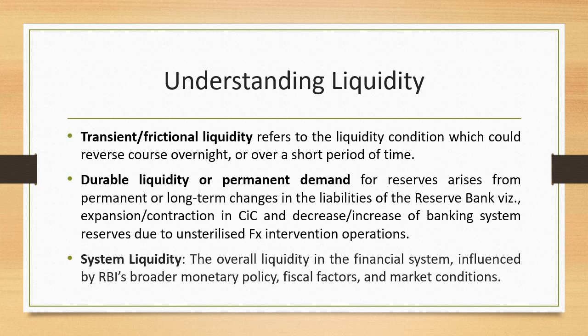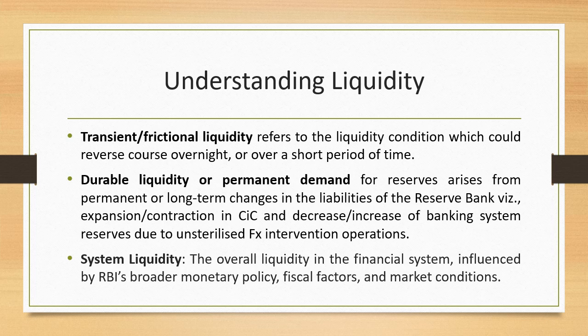This may be arising because of various reasons like changes in liabilities of the Reserve Bank of India, which means contraction or expansion in currency in circulation. CIC means currency in circulation, and increase in banking reserves due to unsterilized forex intervention operations. All these measures can have an impact on durable liquidity, and system liquidity basically is the overall liquidity in the financial system influenced by RBI's broader monetary policy, fiscal factors, and market conditions.